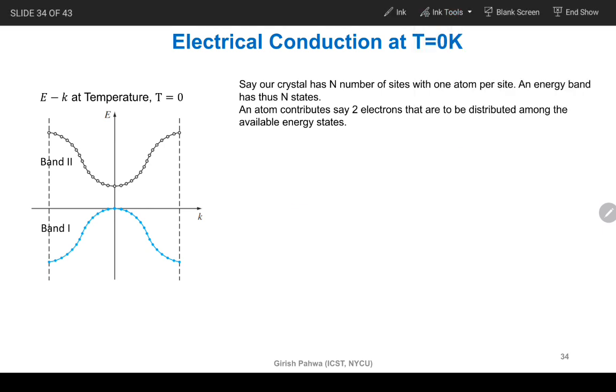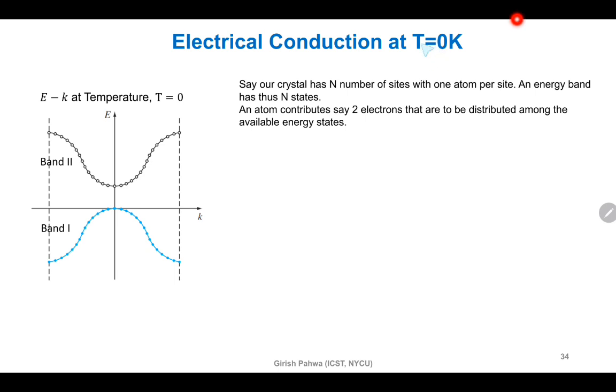Okay, now I have to fill these electrons. Now remember that I have temperature equal to 0 Kelvin. So the electron does not have any thermal energy at all. How will the filling of electrons happen? Also remember that corresponding to one k, you have one Bloch wave, one eigenfunction, which is some u into e to the power iota kx.